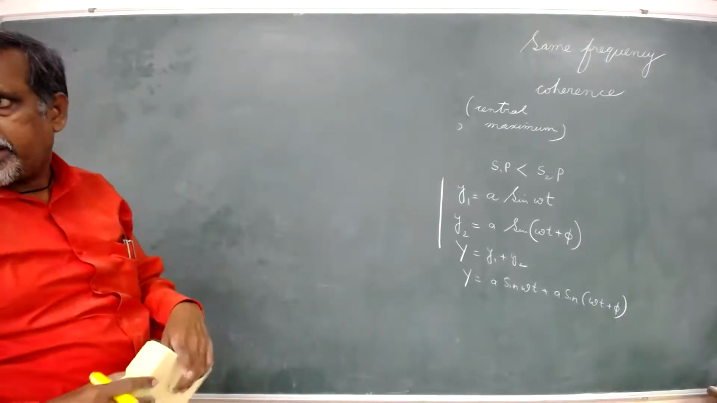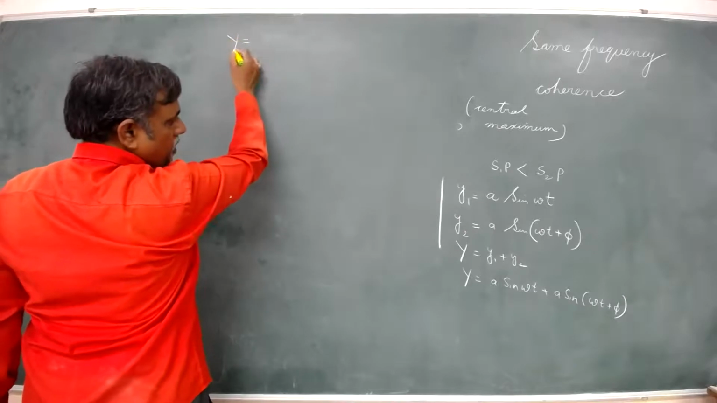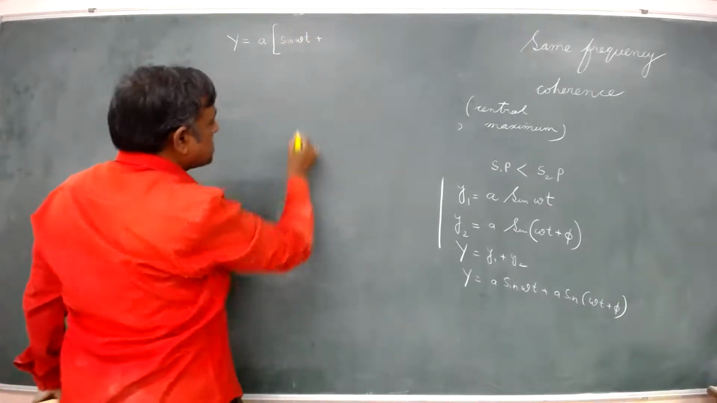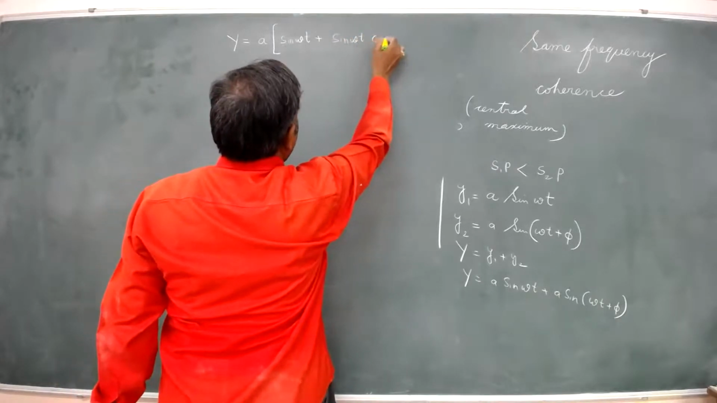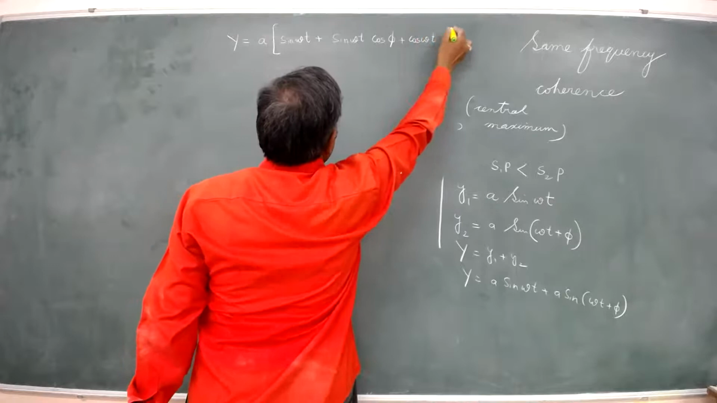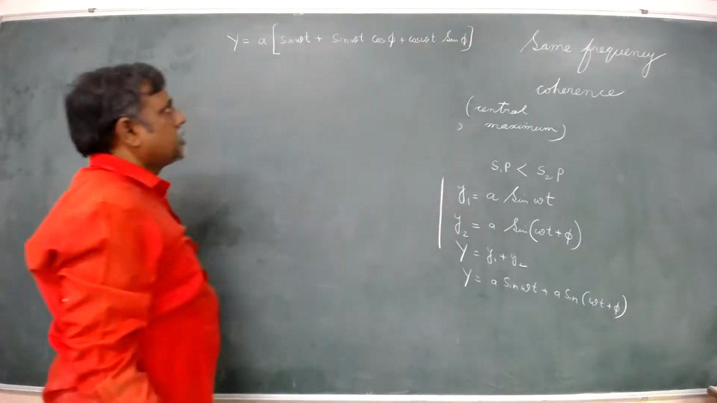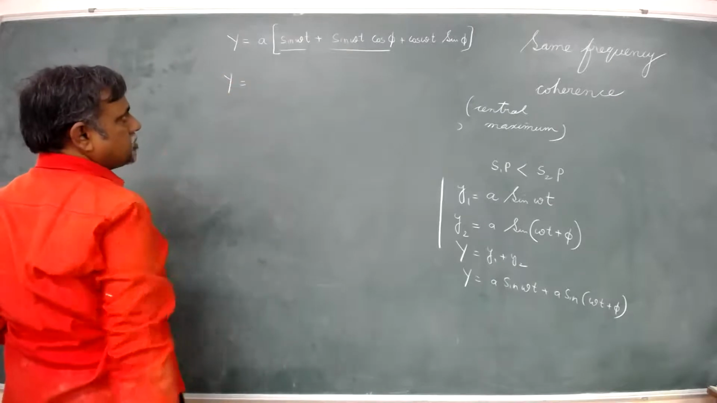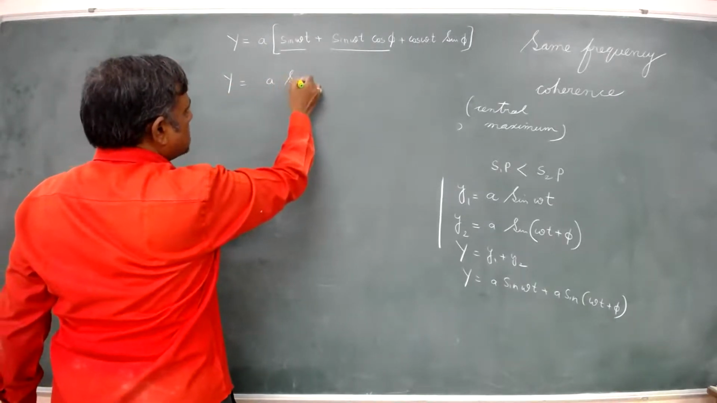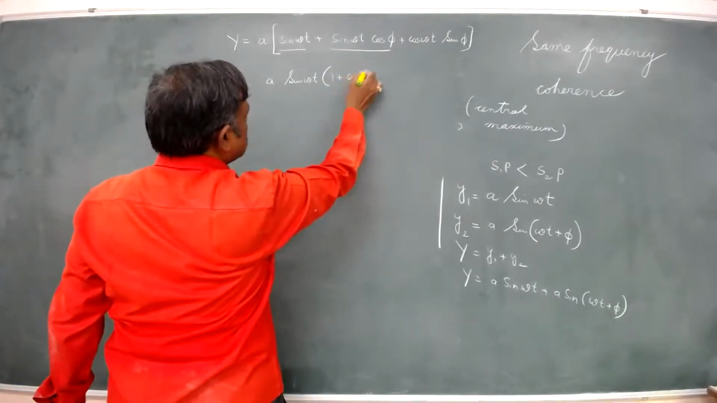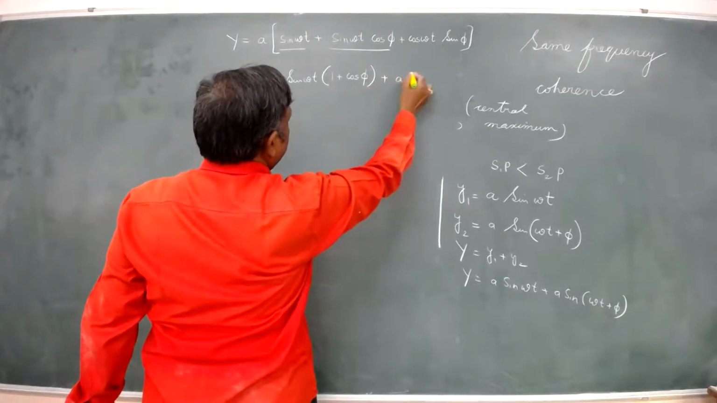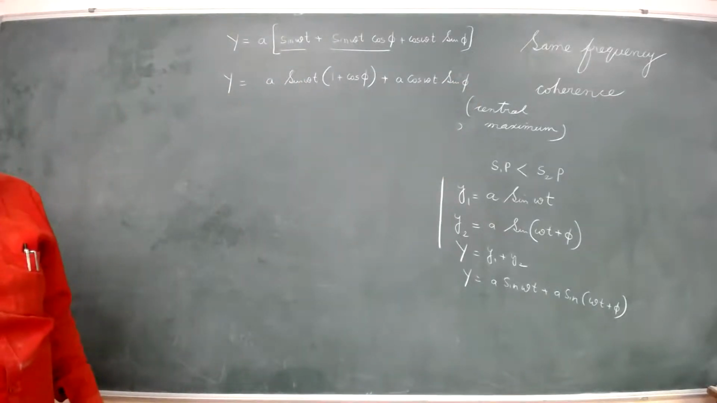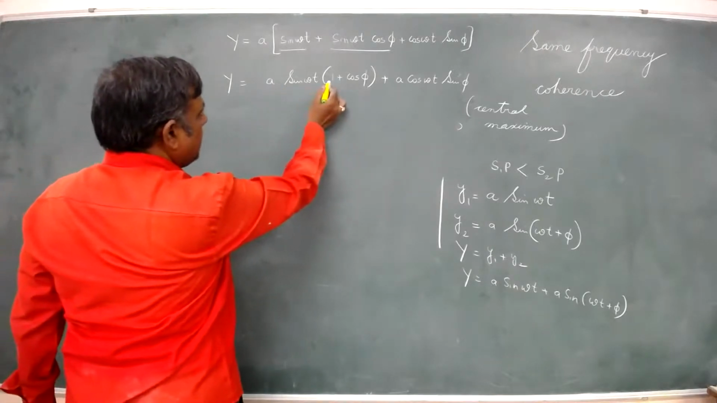Y, which is the resultant displacement. The resultant displacement capital Y is equal to, I will be taking A as common, sine omega t plus, that becomes a sine omega t cos phi plus cos omega t sine phi. From these two things, sine omega t I will be taking as common, including A. A sine omega t into 1 plus cos phi plus A cos omega t sin phi. Now, A into 1 plus cos phi.